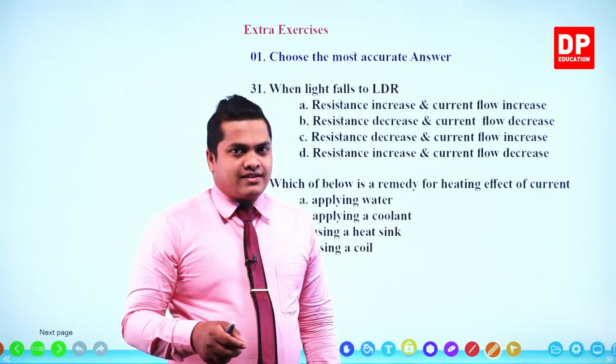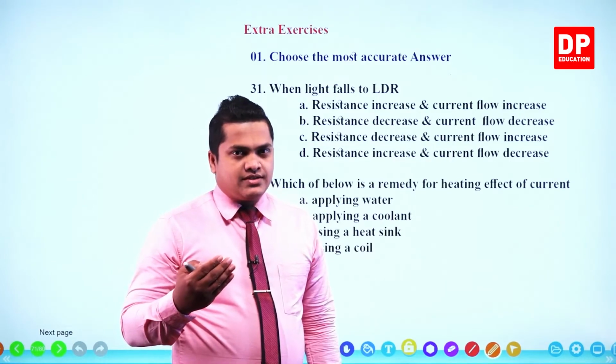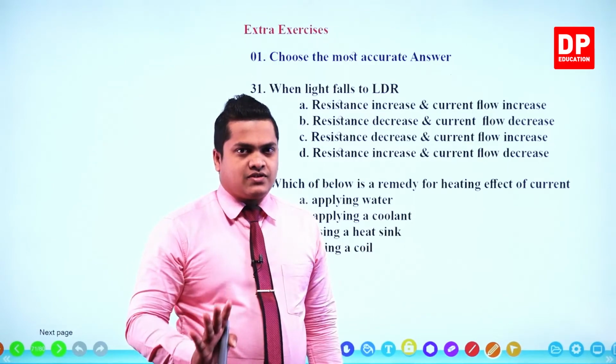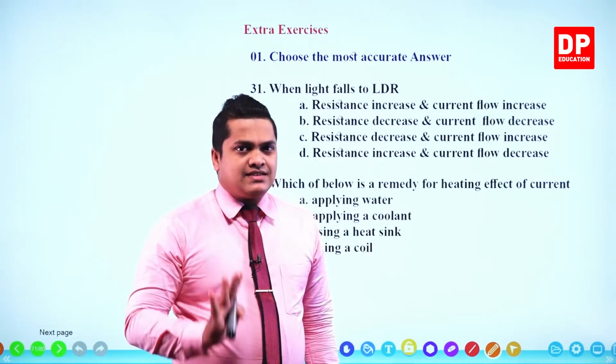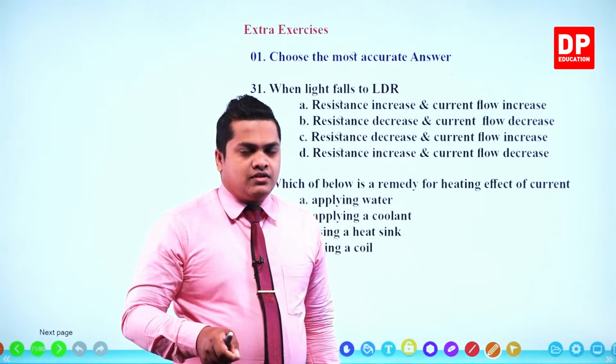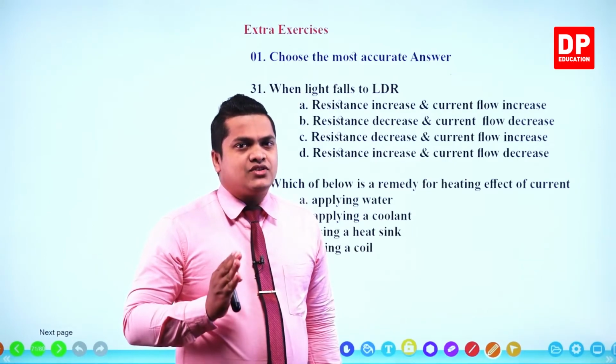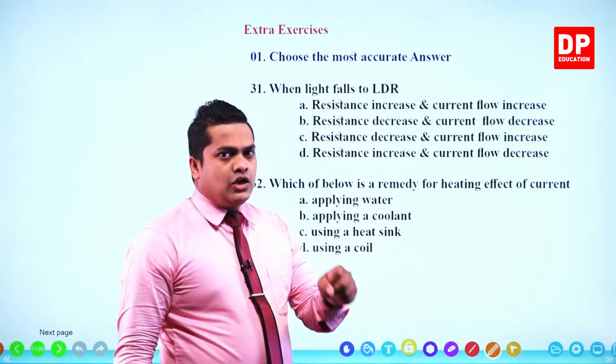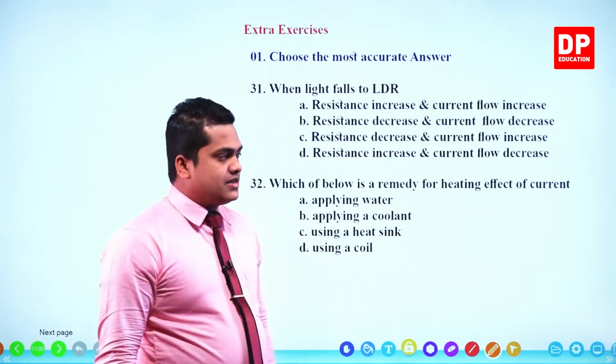When decreasing resistance, current flow increases. So upon falling a good amount of light energy on the surface of an LDR, the resistance is going to reduce. Thereby current is going to rise or increase. So go for the answer that has low resistance, high current.